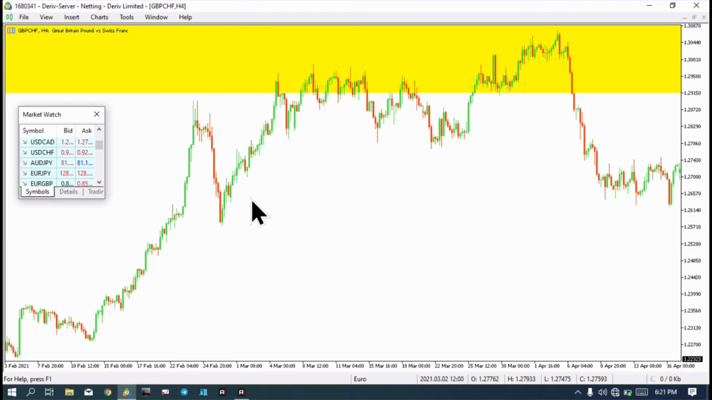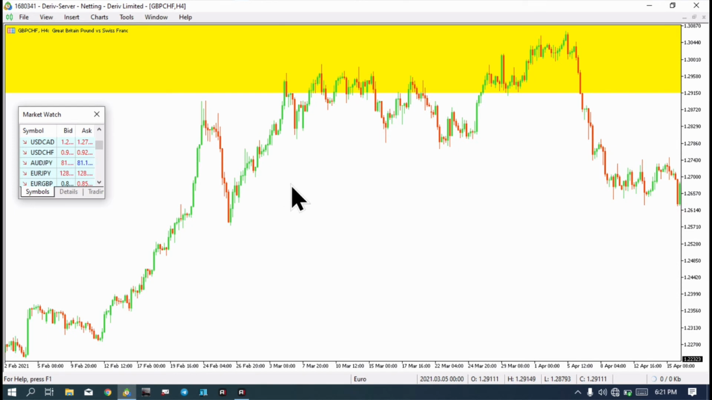So the first thing that we need is a key level. Okay, so a key level is actually a zone where you're expecting price to reverse from. Okay, so you're expecting price to take a decisive move from. Okay, so that is what a key level basically is.